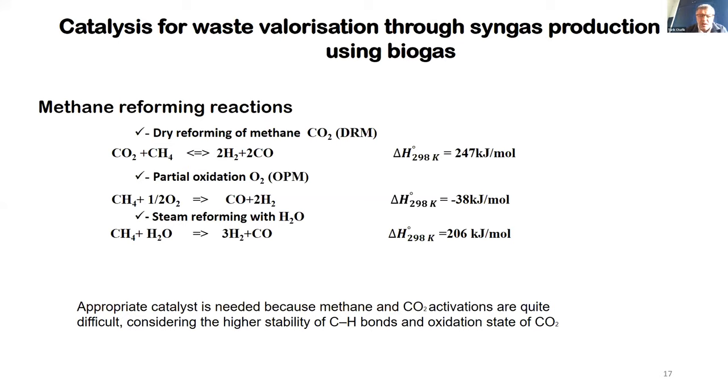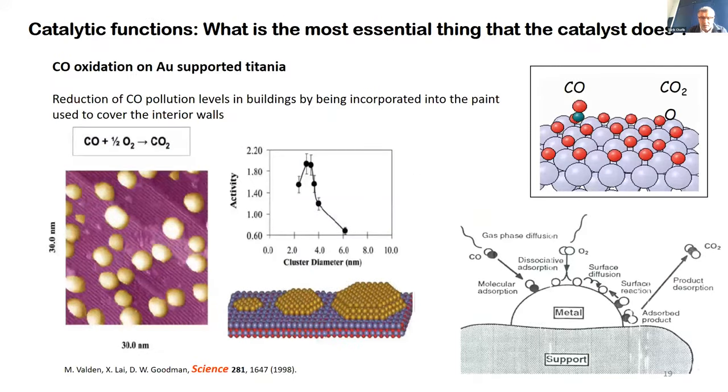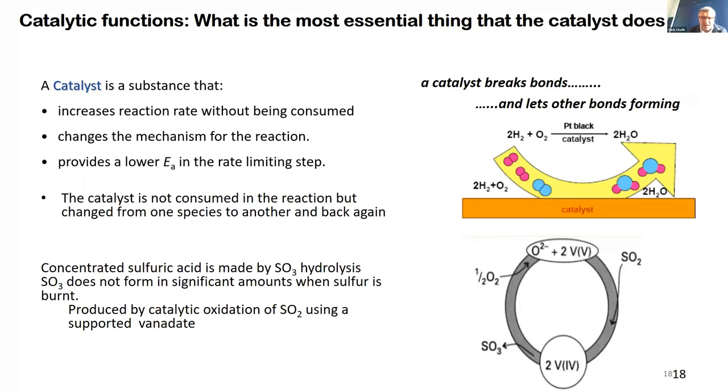And it is also needed because the CO2 and methane activations are very difficult, regarding the stability of the bonding and the oxidation state of CO2. So a very efficient catalyst is needed. This is why at industrial level, for those who are not very familiar with catalysis, I put some slides that explain how the catalyst works. Mainly the catalyst is a material that helps the process by increasing the rate, and it works by helping to break some bonds and letting others form.